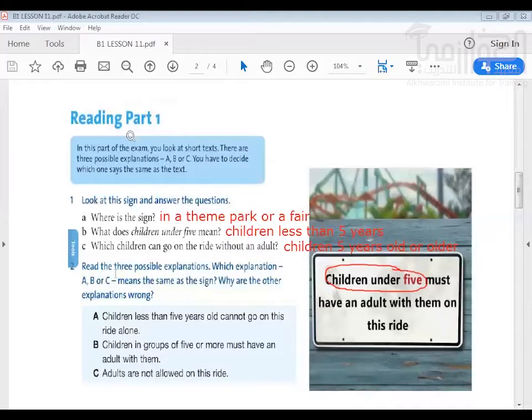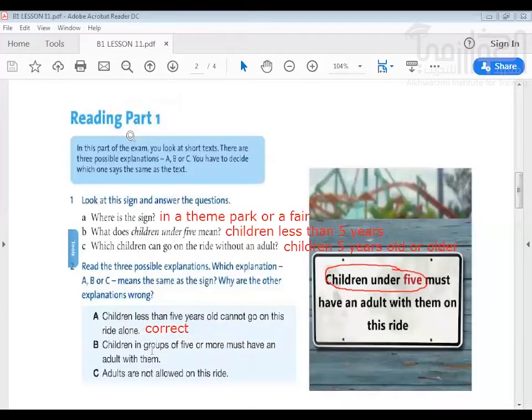Now read the 3 possible explanations. Which explanation, A, B, or C, means the same as the sign? Why are the other explanations wrong? You can see that children less than 5 years cannot go on this ride alone, and this is correct.